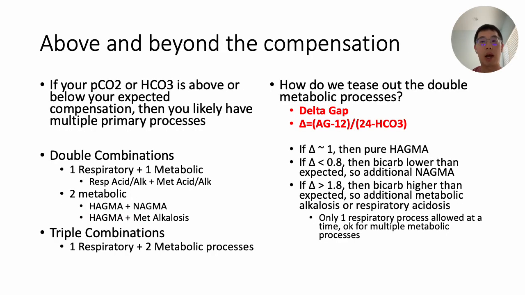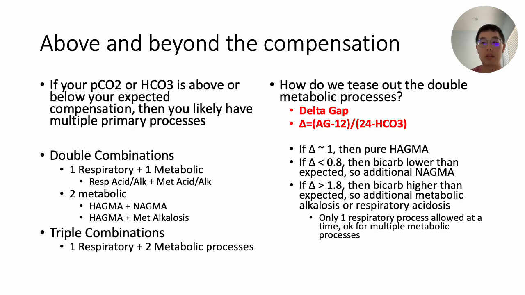Now let's talk about what happens when we have multiple processes going on. In this case, our actual bicarbonate or PCO2 may not be what is expected, and this will signify to us that there are other processes going on that we must consider. It is common to get a combination of 2 to 3 different acid-base disturbances, as shown here, and going through the process of interpreting blood gases stepwise will help to ensure that you don't miss any of these other acid-base disturbances.